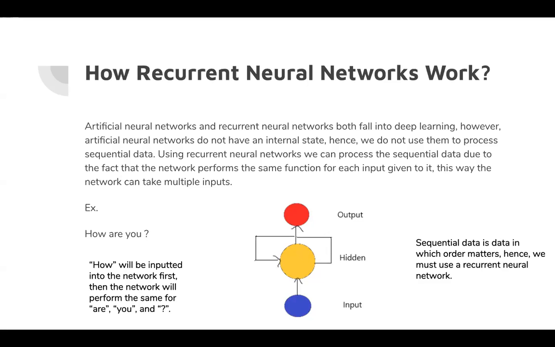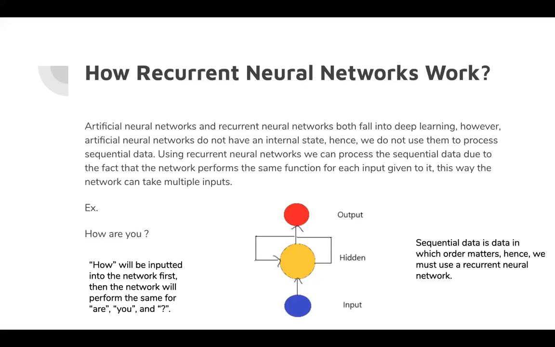So artificial neural networks and recurrent neural networks both fall into deep learning. However, artificial neural networks do not have an internal state. Hence, we do not use them to process sequential data. So basically what this means is that artificial neural networks or normal neural networks don't have a memory, but recurrent neural networks do develop a memory, hence we can do sequential data.